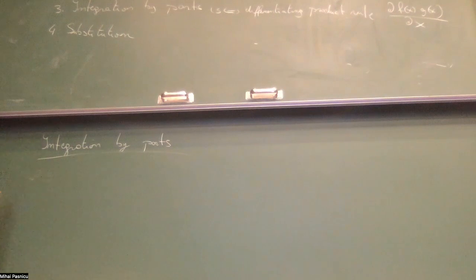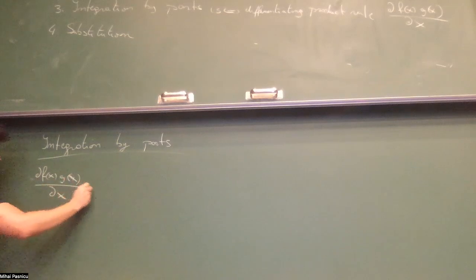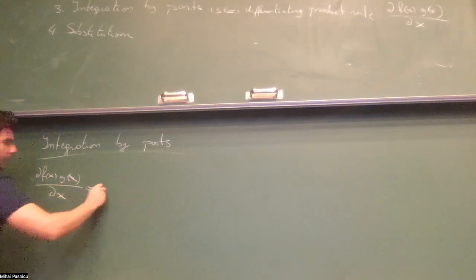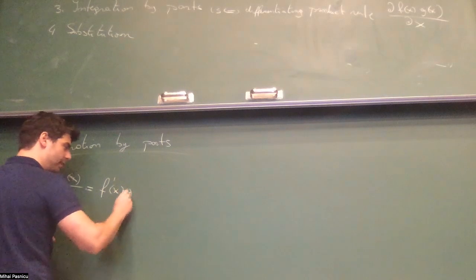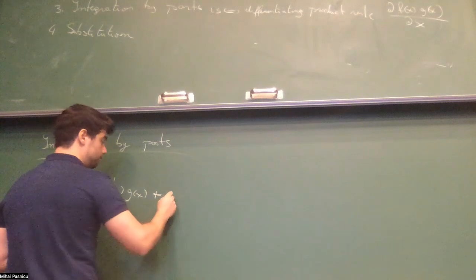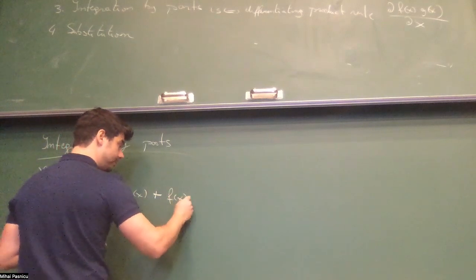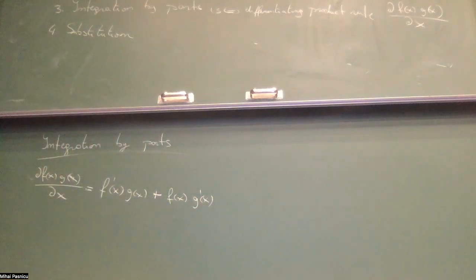Derivative, I need to check. The derivative of f of x, g of x, dx is equal to the product rule: f prime of x, g of x, plus f of x, g prime of x. Right? That's just the product rule.